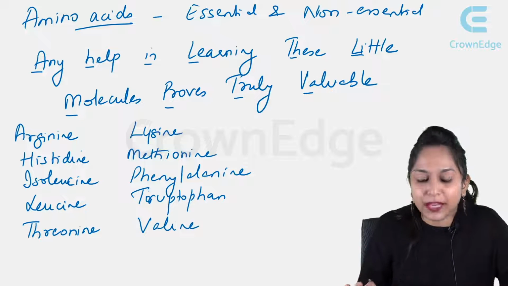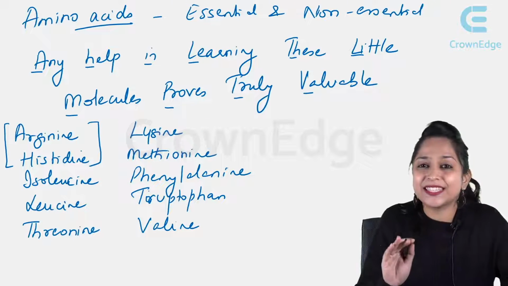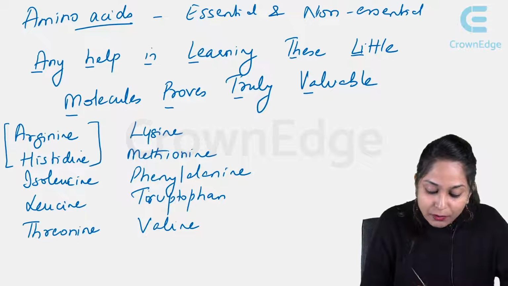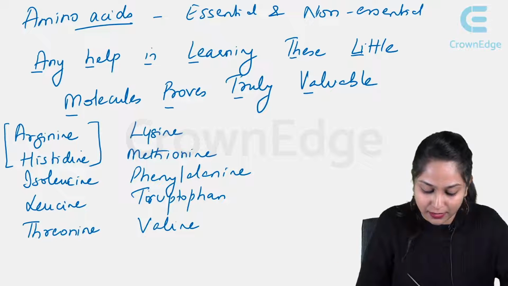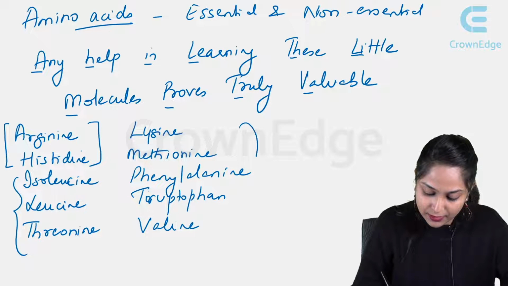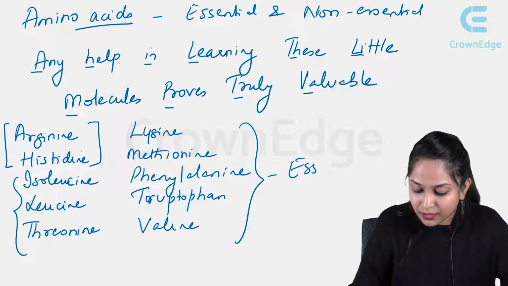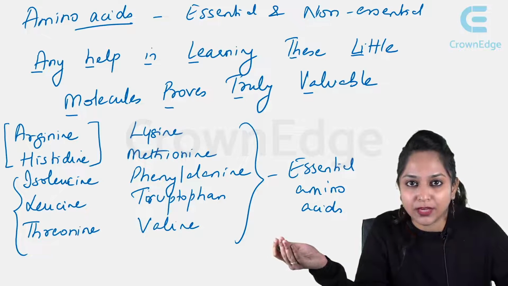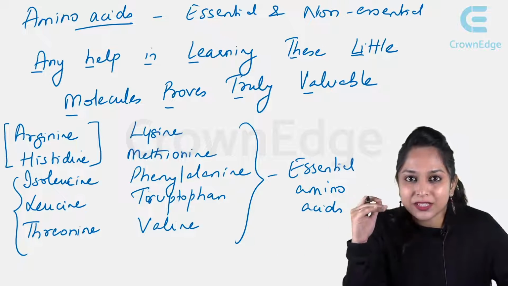Now, in all these amino acids, except the first two, that is arginine and histidine, which are semi-essential amino acids, you can consider them as non-essential amino acids. The remaining, all of them, are essential amino acids. So when you're clear with what the essential amino acids are, it becomes very easy to know what the non-essential amino acids are. If you just keep this mnemonic in your mind, it's going to make things very easy and you're definitely not going to go wrong in your paper.